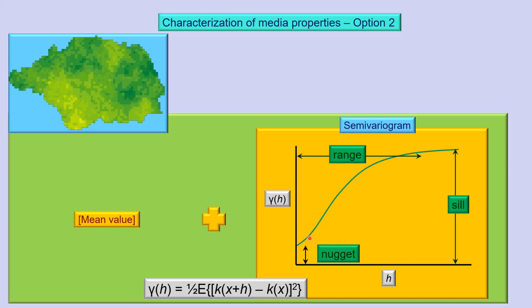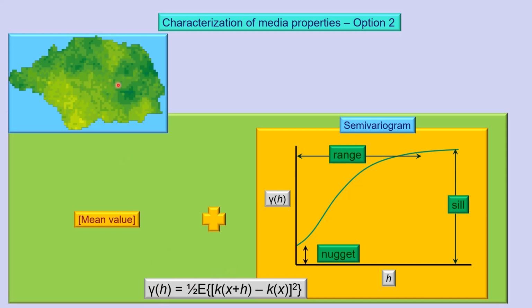The fact that this curve rises and then flattens out is just a reflection of some pretty obvious properties of a random medium, of a heterogeneous medium in general. That if I know something here, the difference between the property here and here should be smaller to the extent that these 2 points are close together. The closer together they are, the smaller should be the difference in properties between them, hence the smaller the difference in properties squared, hence the smaller the value of gamma as a function of h.